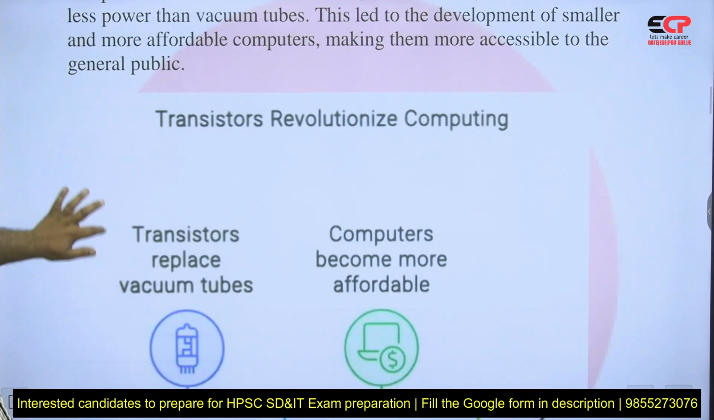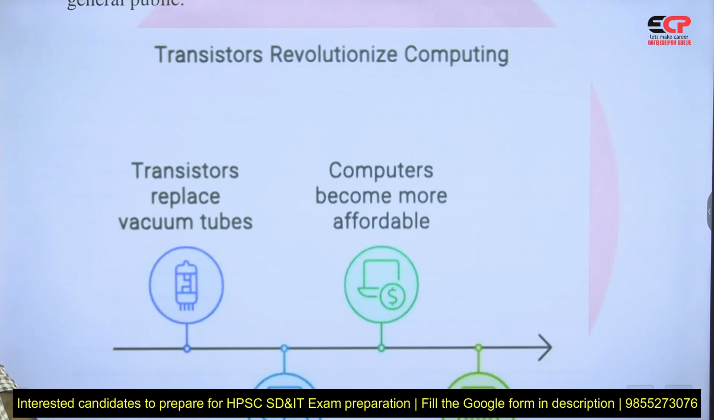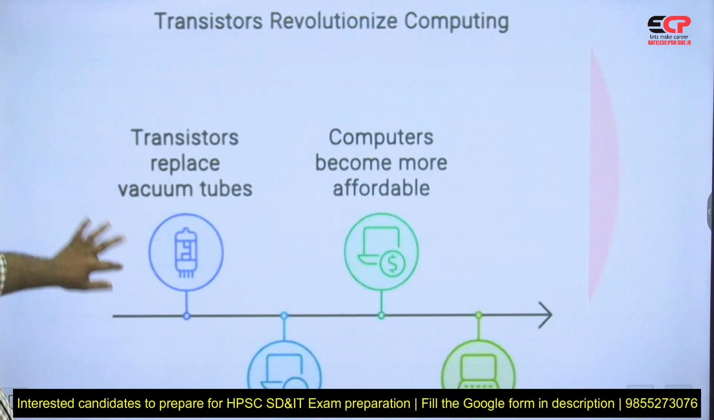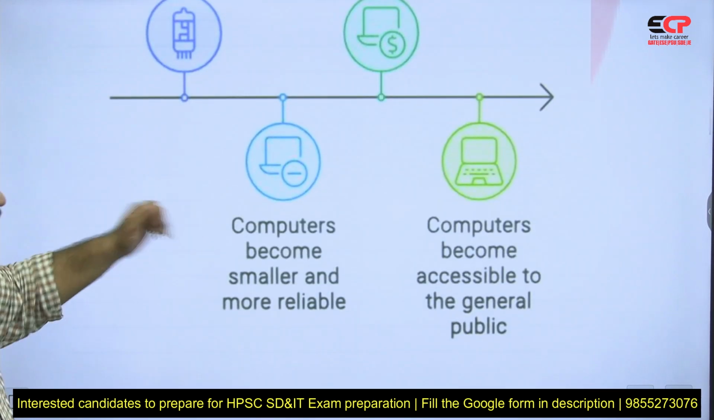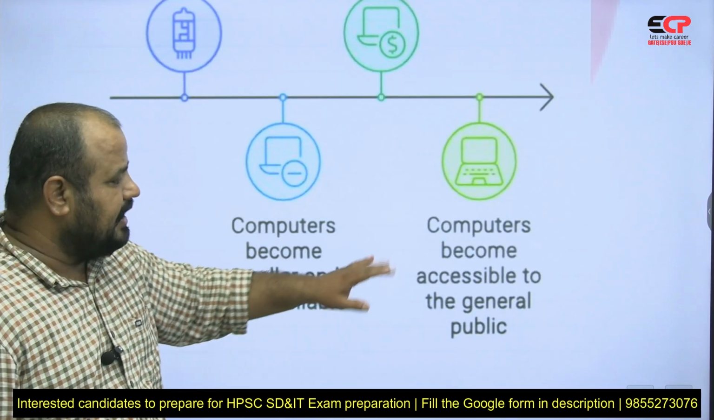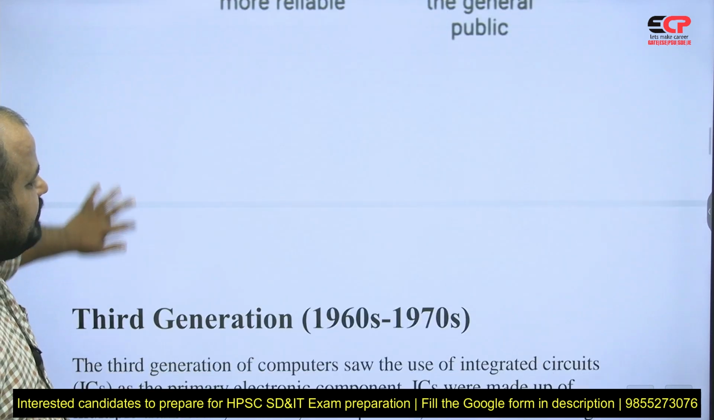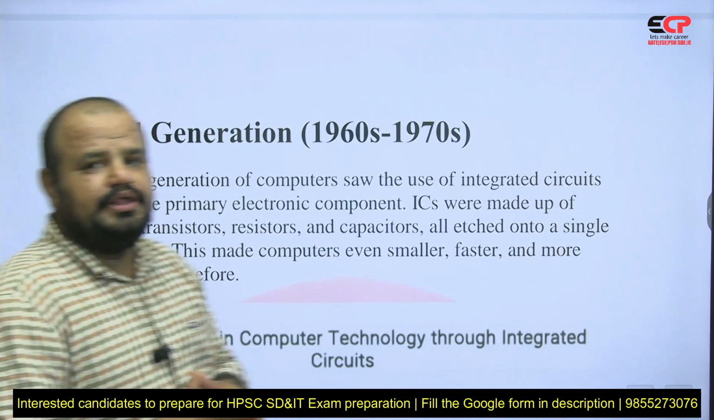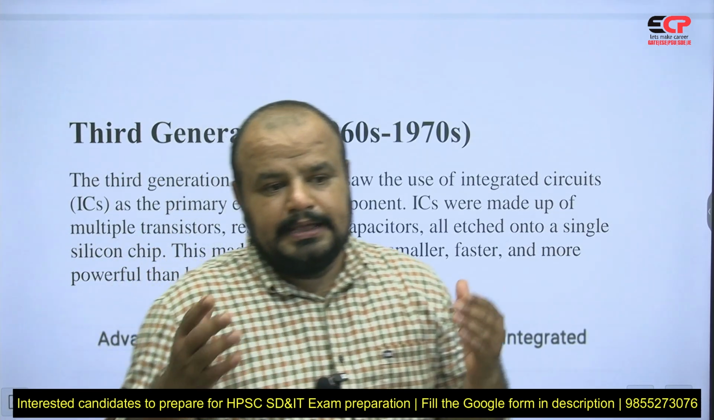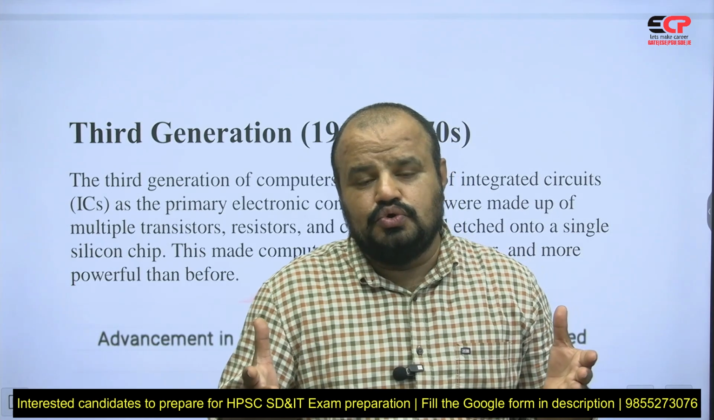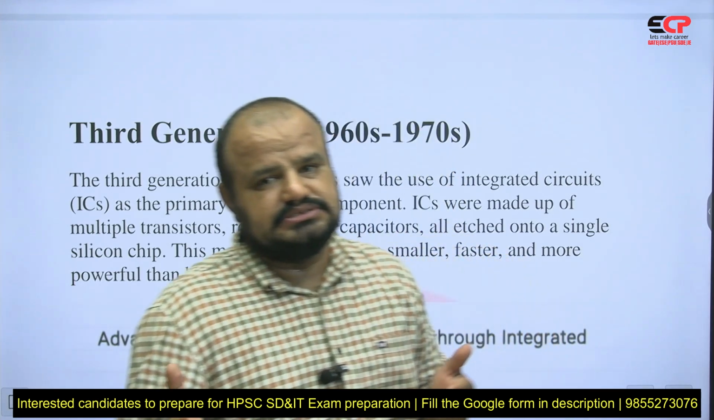So you can see here, this is the transistor, which revolutionized computing. The transistor replaced the vacuum tube, computers became more affordable, smaller and more reliable, and computers became accessible to the general public. That means the main important point is we just replaced the vacuum tube with transistors.